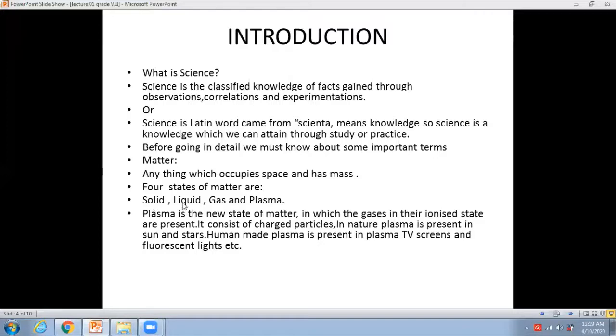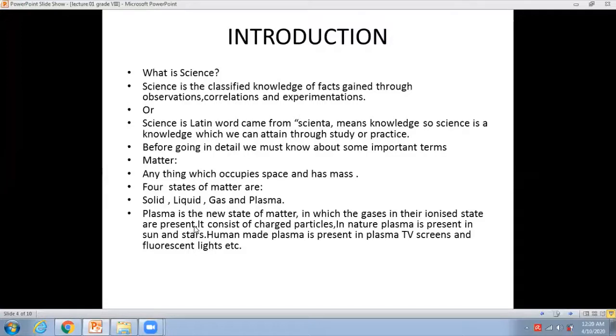About solid, liquid, and gas, you know from your previous classes, but plasma is the new state of matter, in which the gases are present in their ionized state. It means the gas is not present as a complete molecule. Actually, the molecules ionize into atoms, and then the atoms ionize into ions. There are 2 types of ions. The negatively charged ions are called anions, and the positively charged ions are called cations.